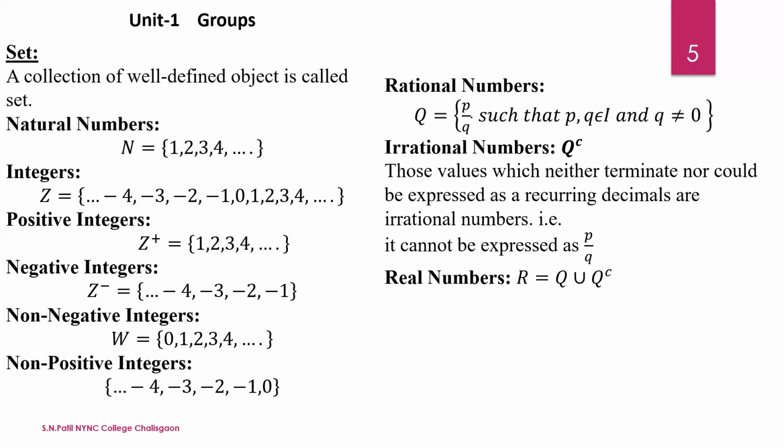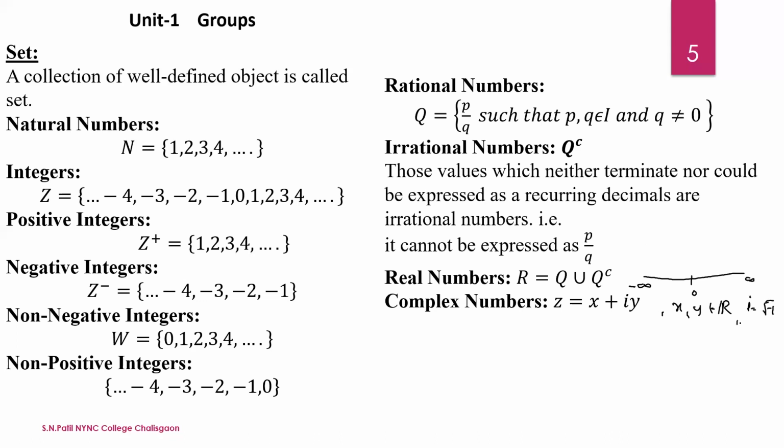Now real numbers. Real numbers means the real line, that is minus infinity to plus infinity, with 0 in the middle. That is the union of rational and irrational numbers. And the last is complex numbers. A number of the form x plus iy, where x and y are both real numbers and i is the square root of minus 1.